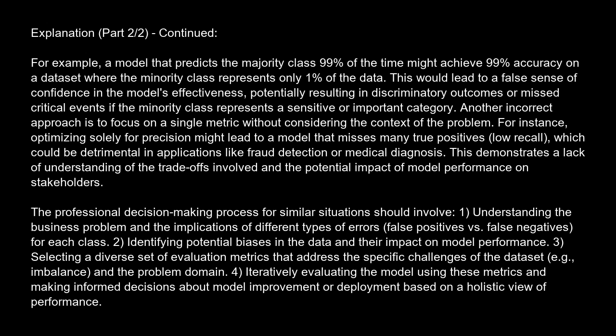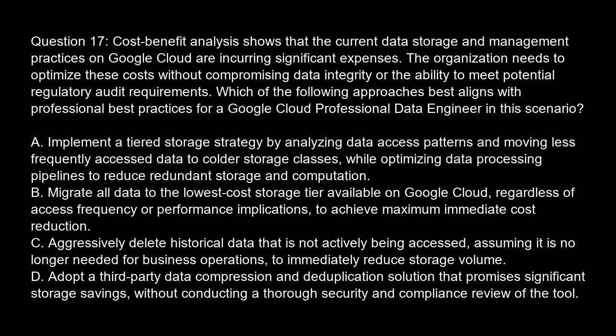A professional decision-making process for similar situations should involve: 1. Understanding the business problem and the implications of different types of errors, false positives vs. false negatives for each class. 2. Identifying potential biases in the data and their impact on model performance. 3. Selecting a diverse set of evaluation metrics that address the specific challenges of the dataset, e.g. imbalance and the problem domain. 4. Iteratively evaluating the model using these metrics and making informed decisions about model improvement or deployment based on a holistic view of performance.